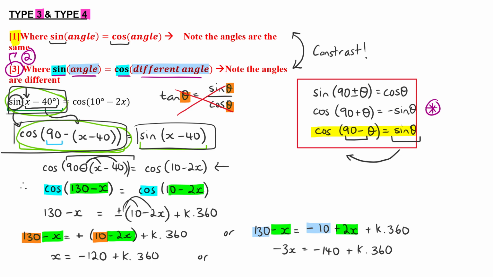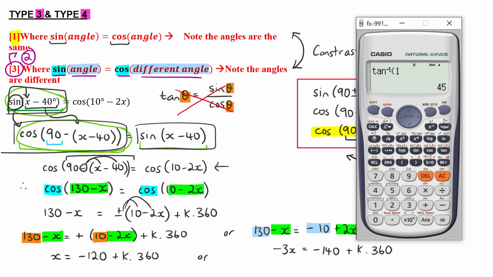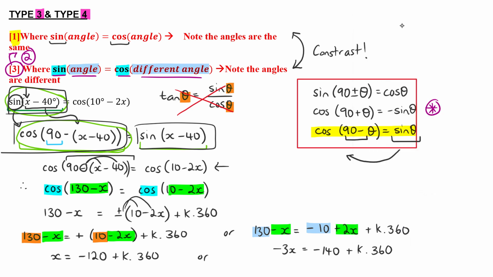And then when we simplify that, we divide everything through by negative 3. So we would get negative 140 divided by negative 3, and that would give us 46.67. So our answer would be x is equal to 46.67 plus k times 120. And remember, if you wrote that plus there as a negative, it's exactly the same thing. Just make sure that you divided that 360 by negative 3 as well.